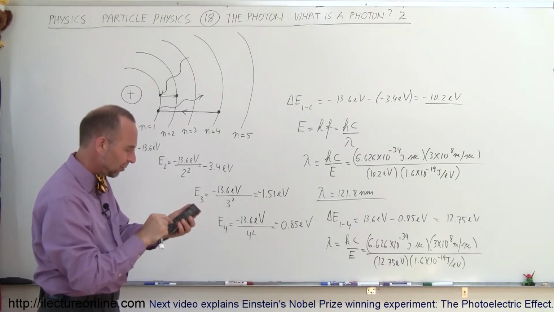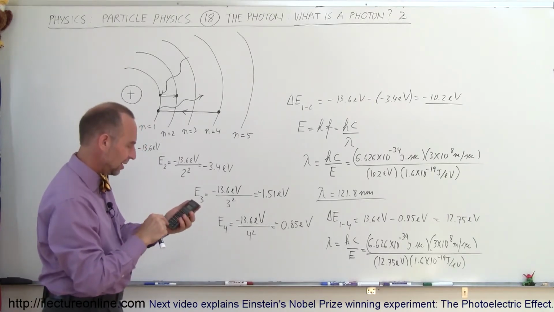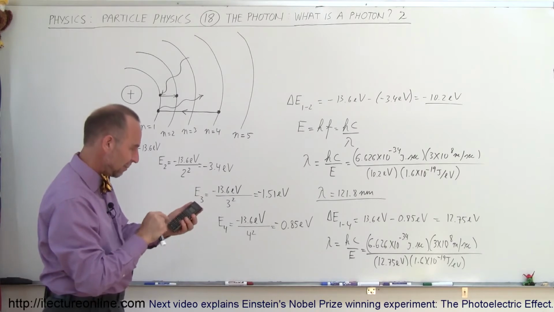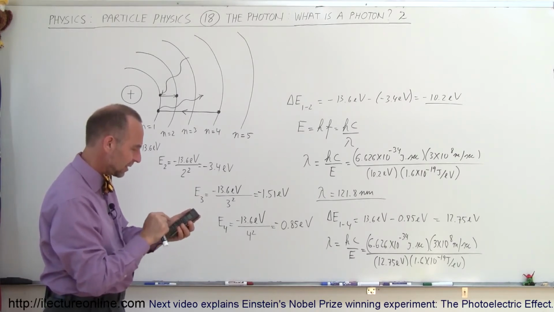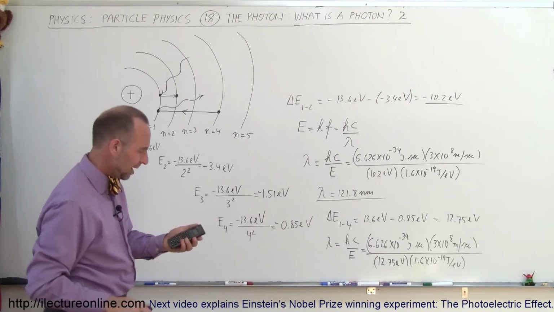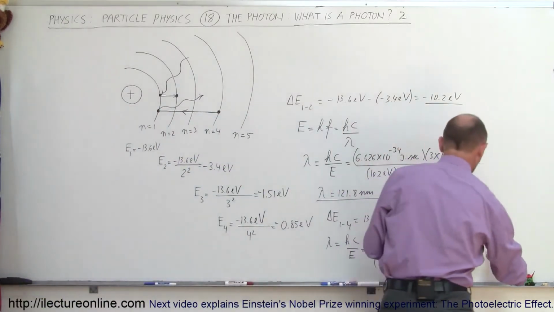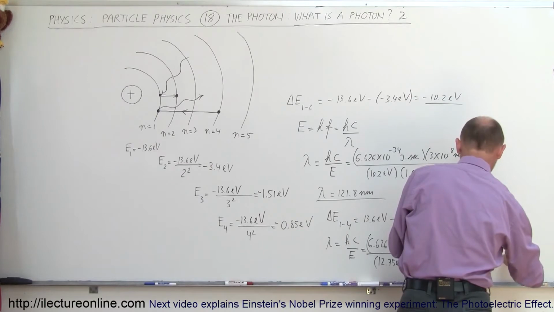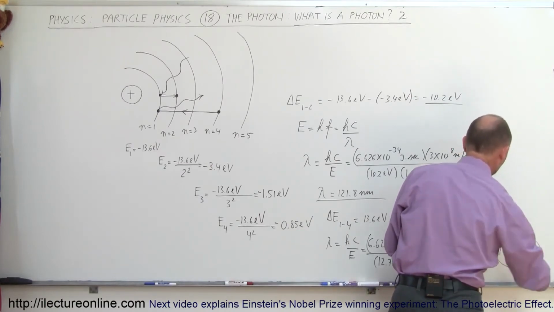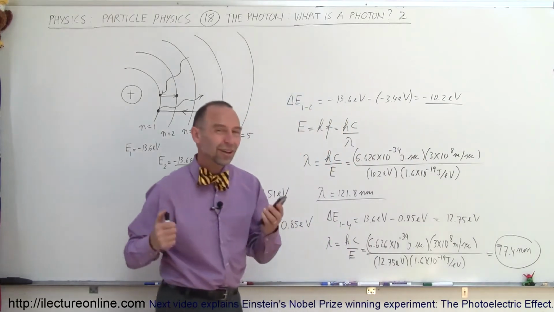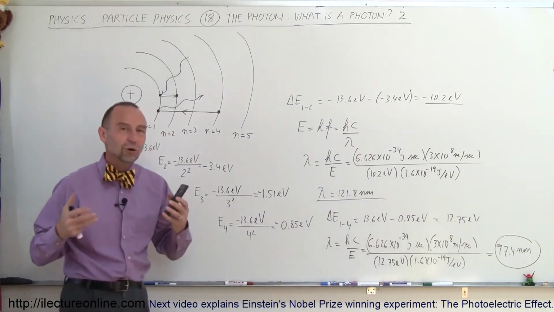So 6.626 e to the minus 34 times 3 e to the 8, divided by 12.75, divided by 1.6 e to the minus 19, equals, and that would be a photon with a wavelength of 97.4 nanometers, which is 10 to the minus 9 meters. So there's another interesting look at what a photon is.